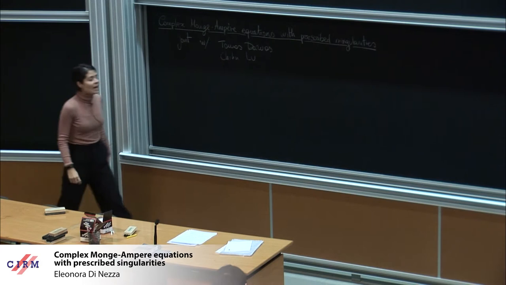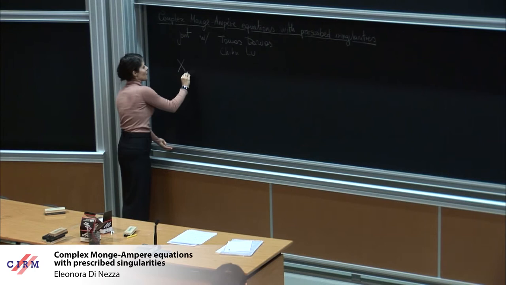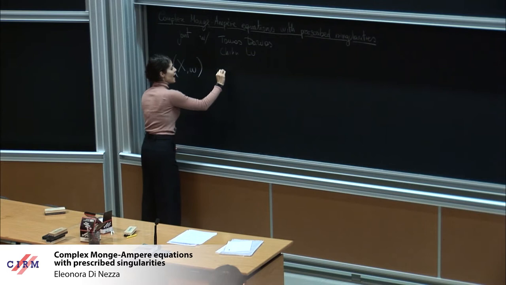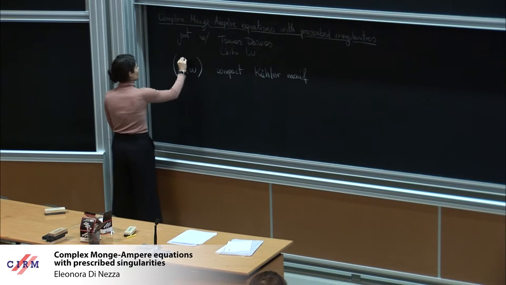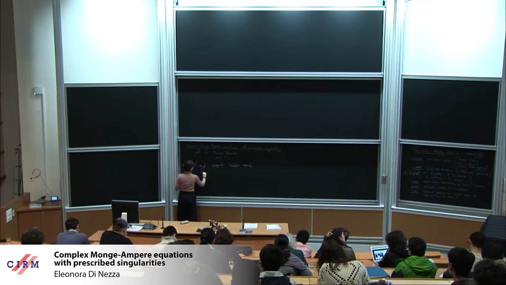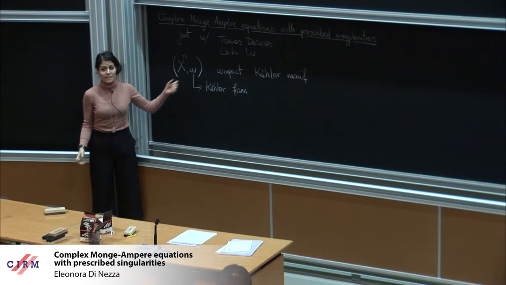Okay, so since it's Thursday morning, I'm gonna start slowly with the setting where I'm gonna work. So I'm gonna work in a compact Kähler manifold X. So X is a compact Kähler manifold of complex dimension n. And the little omega denotes the Kähler form. Kähler form, that is a (1,1) form that is closed, real, and strictly positive.